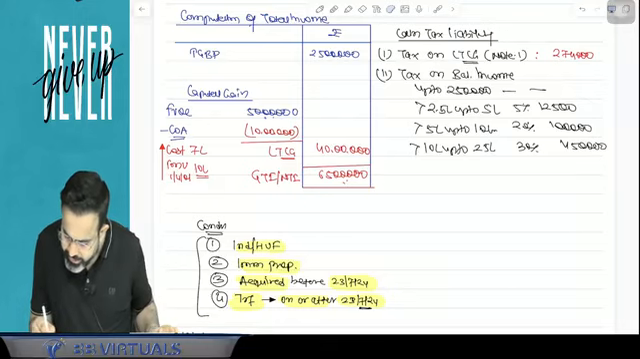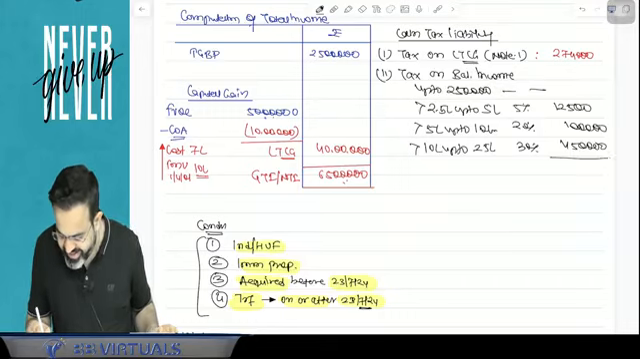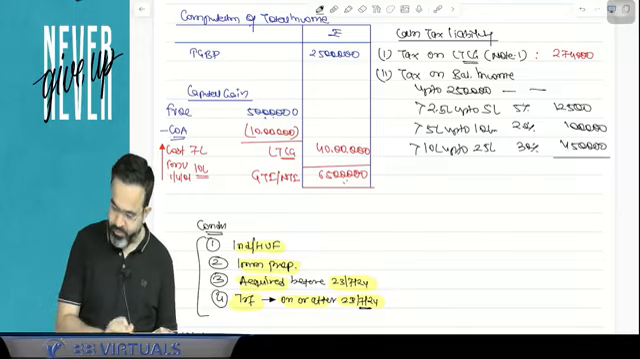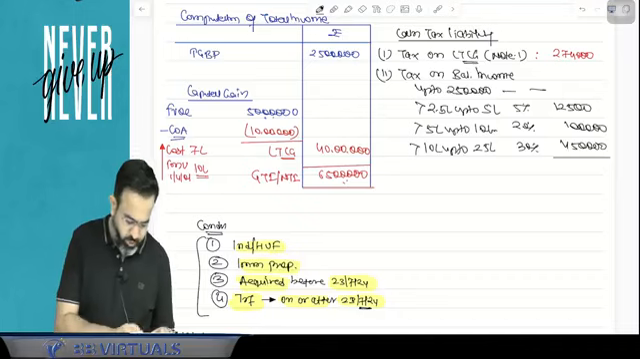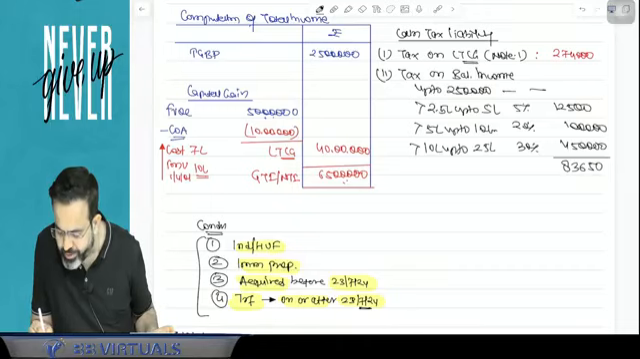So guys, here there is a very interesting case. Here my tax is 4,50,000 plus 1 lakh plus 12,500 plus 2,74,000. So it comes to 8,36,500.